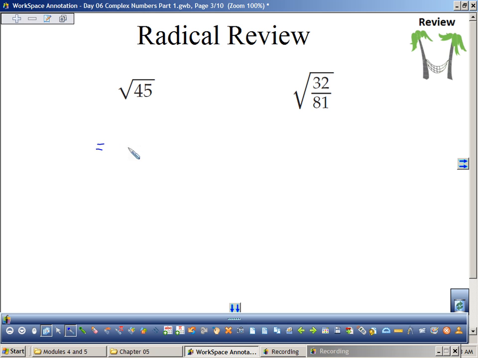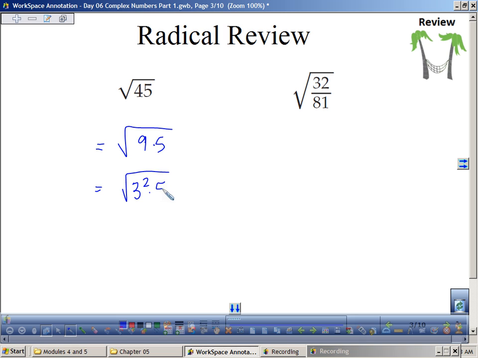All right, radical review. Do this one quickly. 45 is 9 and 5. Perfect, because that's a square in there. That's 3 squared times 5, which is 3 root 5. What can I do with this one? You guys remember this from Algebra 1? Yeah?